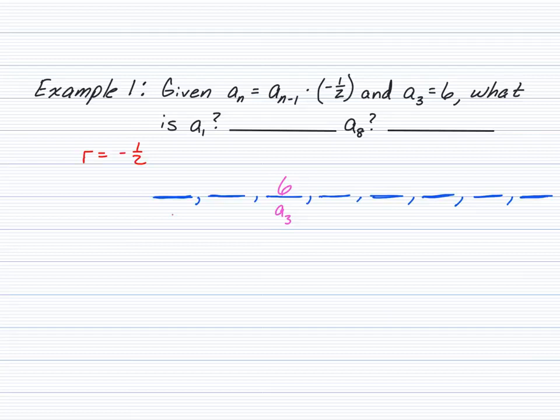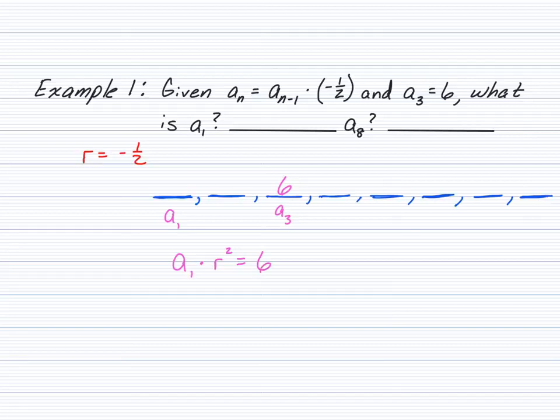Now, what if I want to find the value of the first term? Well, I know that if I multiply the first term by r, that will give me my second term. And if I multiply by r again, that will give me the third term, which means a sub 1 times r, and then times r again, which would be times r squared, has to equal 6.